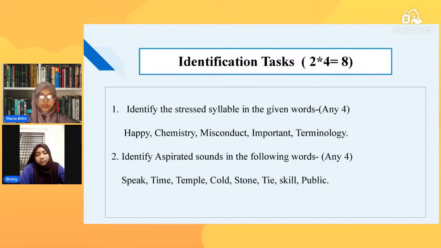Okay, fine. So now please identify the aspirated sound. Okay. Time, T is aspirated. Temple, T is aspirated. Cold, C is aspirated. And time, T is aspirated. Because we know if any word starts with the letters P, T and K, we make an aspirated sound, and these words started with T and K sounds.